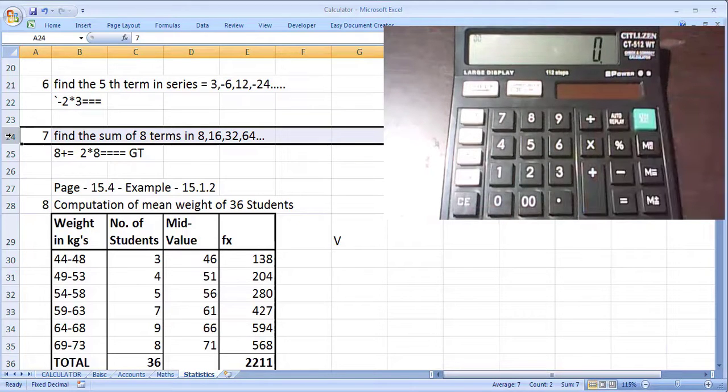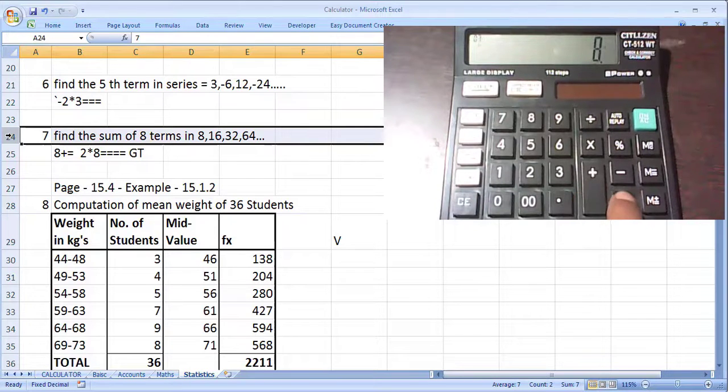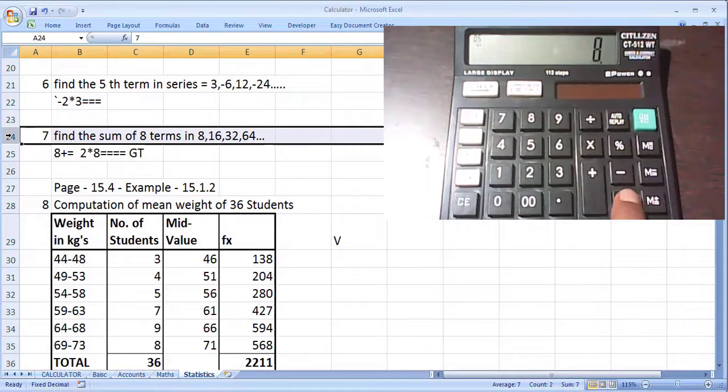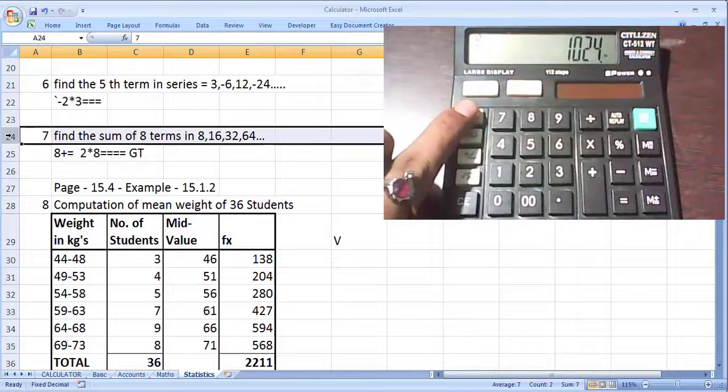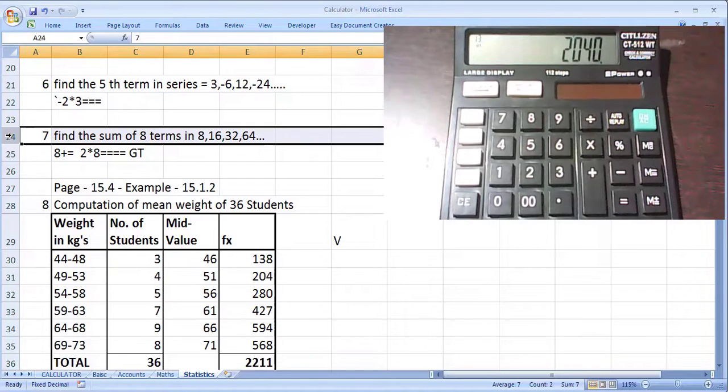So how to do it? First, take the value of 8 plus equals to, then 2 into 8 is equals to. Now the step is 6. We require the 8th term, so go up to 6 more steps. Third, fourth, fifth, sixth, seventh, eighth. The step number is 12 now. So all equals to. Now press on grand total. Grand total is the total of all equals to values. So 2040, 2040. So this is about our seventh question.